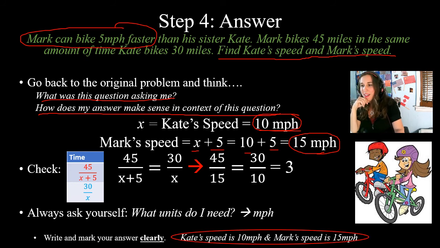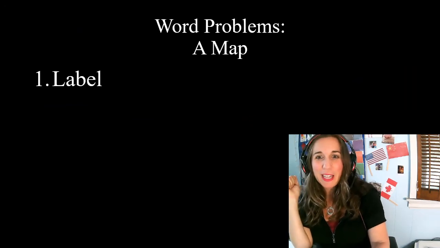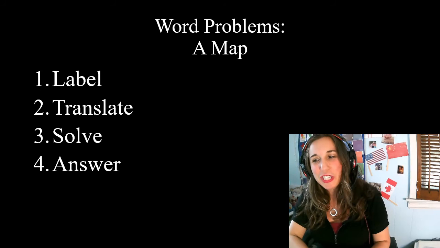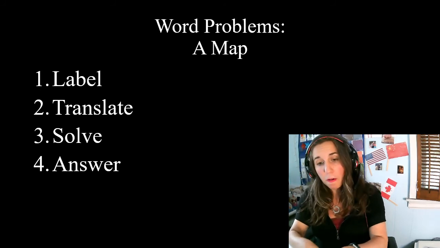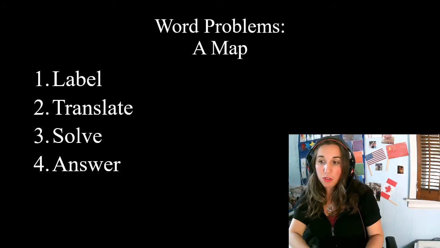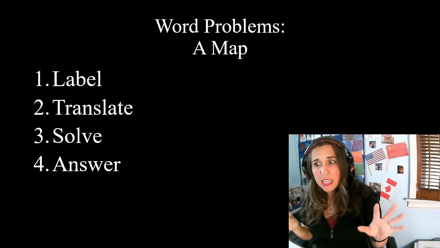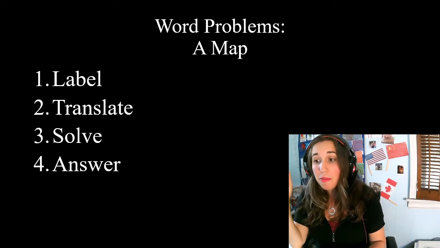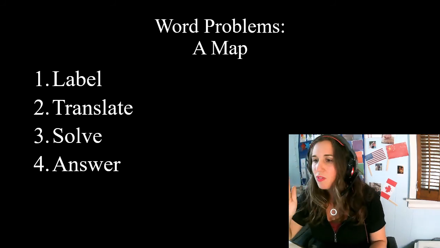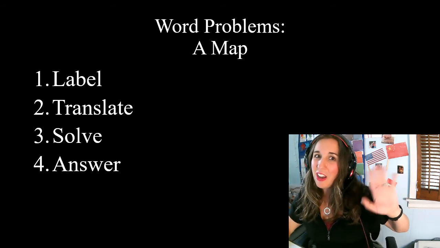So this map will never steer you wrong. Always remember to label, translate, solve, and answer when you're dealing with a word problem. And for distance, rate, and time problems, always draw that table. Always use that formula, distance equals rate times time, okay? And practice these. I know they seem overwhelming at first, but I promise you, the more of them that you practice and do, the quicker you'll become, and it becomes much easier. After you've done like 2, 3, 4 of these, you get so fast with it. So practice, all right? Okay, thanks guys.